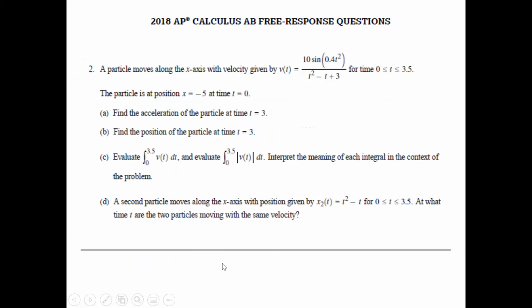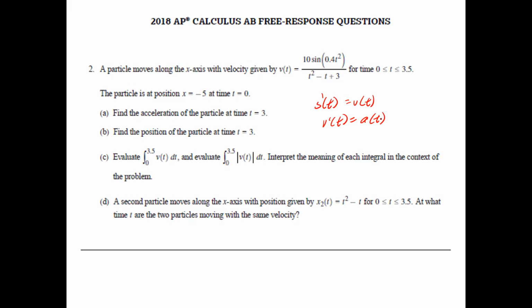All right, so a particle is moving along the x-axis. It's given to you that you have the velocity. So already I'm thinking, okay, the position function's derivative gives me velocity. The first derivative of velocity gives me acceleration. So I'm not even sure it's asking for acceleration, but I know that's what I have. And it's given by this v of t equation with a trig function of sine between 0 and 3.5.